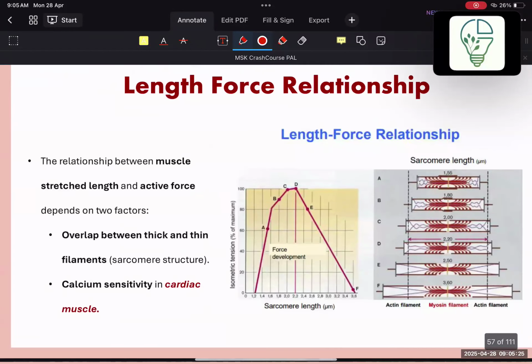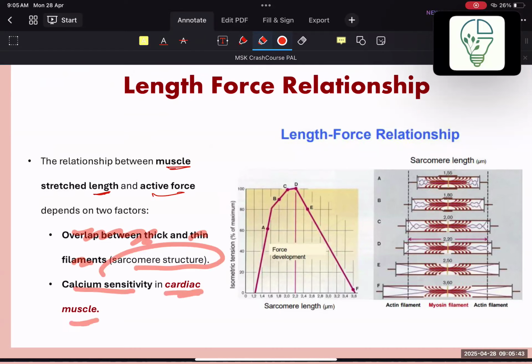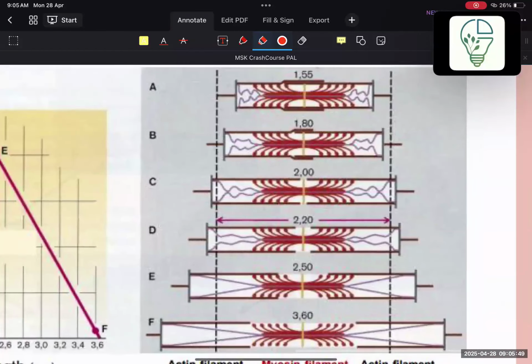Now we'll be taking a look at factors that influence the relationship between your muscle fiber length and the active force it produces. And we mainly have two. First one is the overlap between thick and thin filaments, so in your sarcomere. And the second one is calcium sensitivity, but this mainly applies to your cardiac muscle. So let's take a look over here. Over here, we can see, actually, let's leave this slide to later.